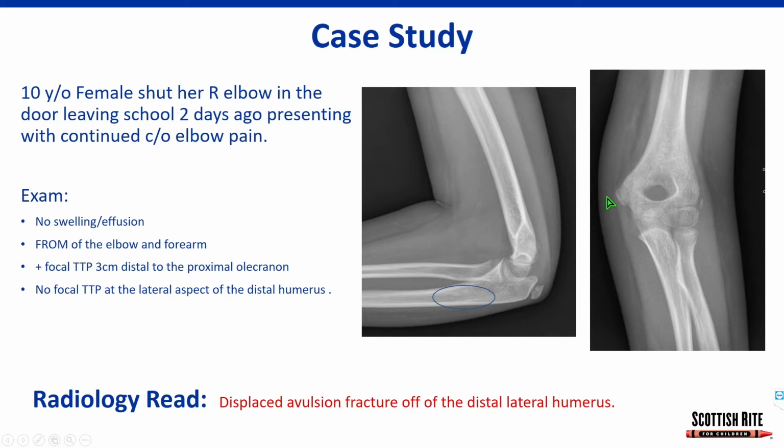On exam, you find no swelling or effusion. She has full range of motion of the elbow and forearm. She's not tender over the lateral aspect of the distal humerus. However, she is focally tender right here, about 3 centimeters distal to the olecranon tip.